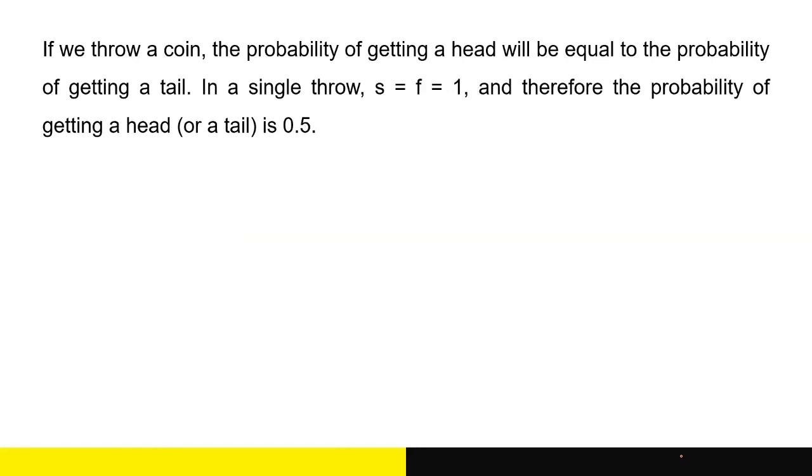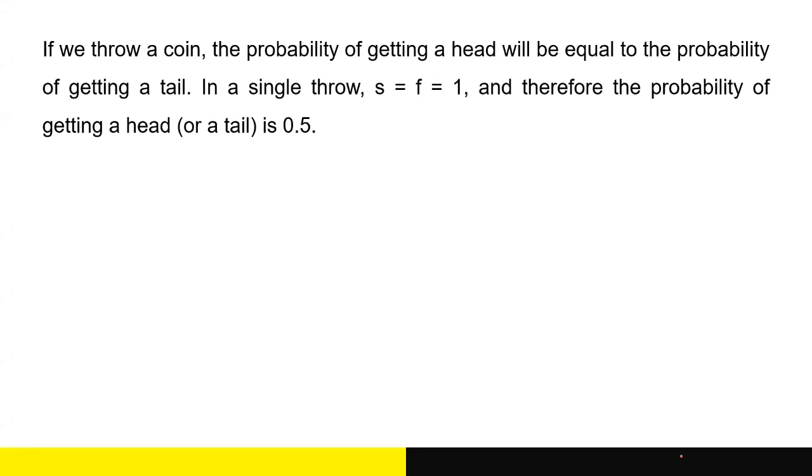For example, if we throw a coin, the probability of getting a head will be equal to the probability of getting a tail. In a single throw, s is equal to f is equal to 1, and therefore the probability of getting a head or a tail is 0.5. So let us compute why the probability of getting a head or a tail is 0.5.